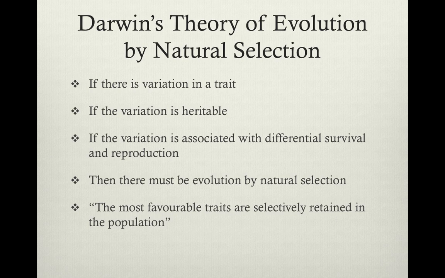If that variation is associated with differential survival and or differential reproduction, it doesn't have to be both. It can just be one of those. Then there must be evolution by natural selection. So when we talk about differential survival, I mean, we can think of some extreme cases, right? That you have a trait that means you die by the time you're 6 months old. That is going to be very strongly acted upon by natural selection to weed that trait out of the environment, because people who possess that trait are never going to live to reproduce.